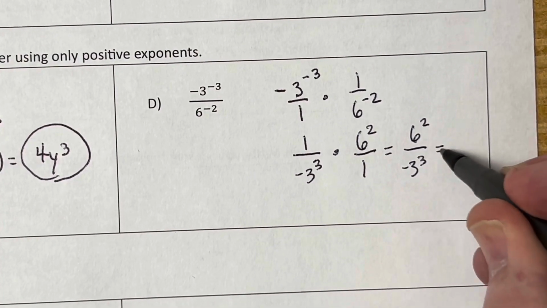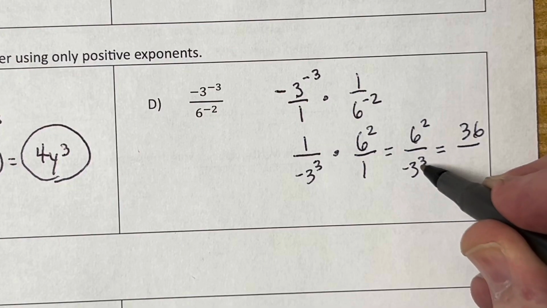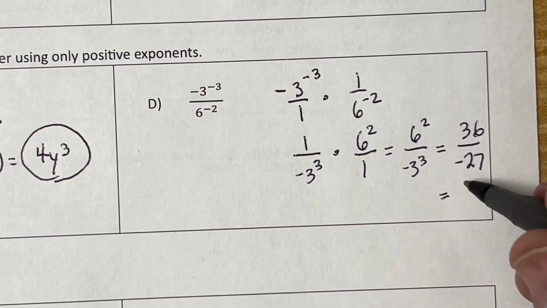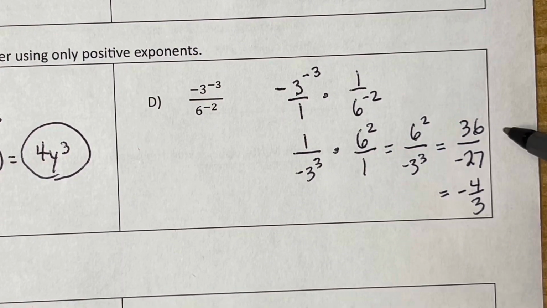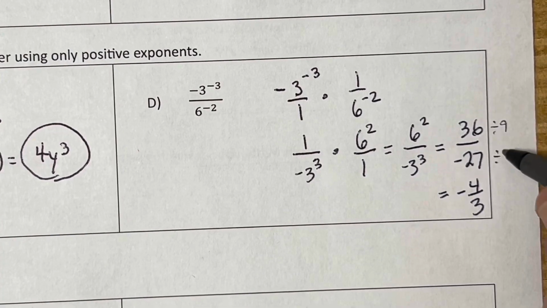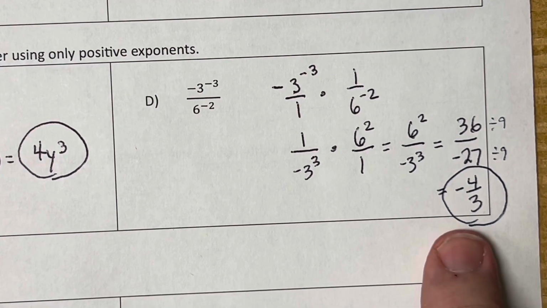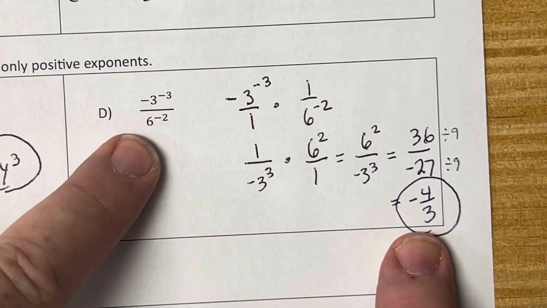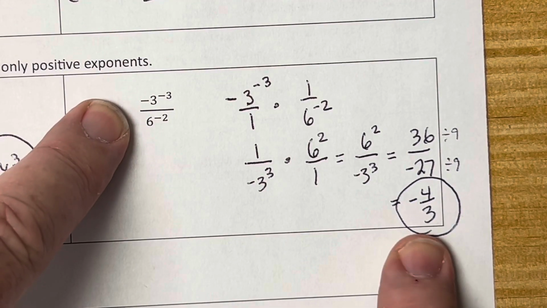3rd. All right, that would be a 36, and negative 3 to the 3rd is negative 27, and that could reduce to negative 4/3. If we're dividing by 9 here, that would reduce to negative 4/3. So again, negative 4/3, much more simplified than negative 3 to the negative 3rd over 6 to the negative 2.